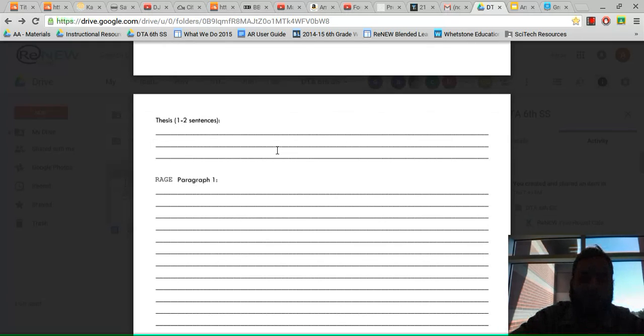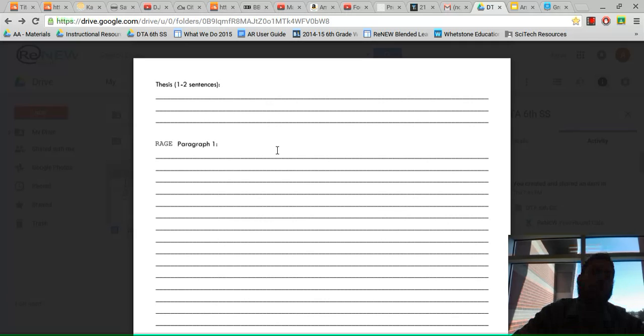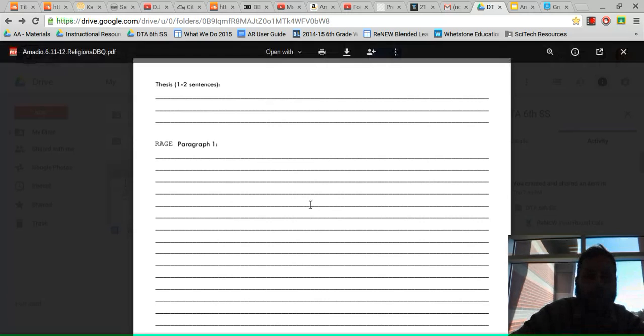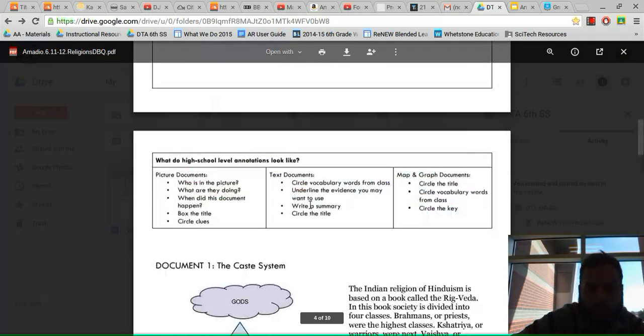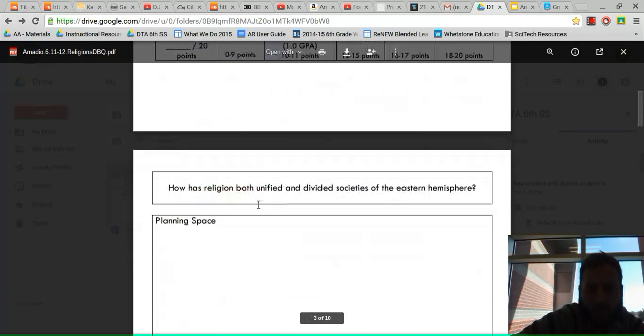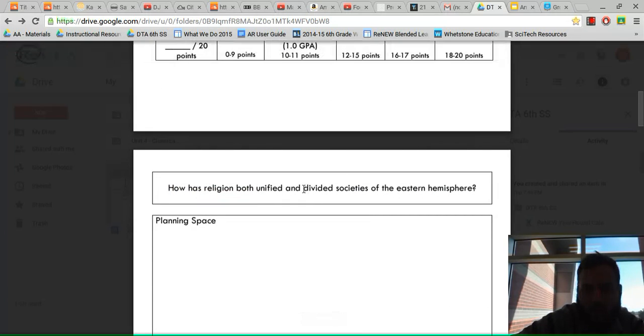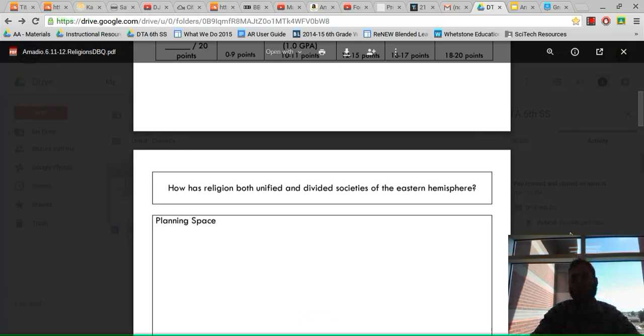So I have our paragraphs already created for us. I have the spaces created for us so that we can help with our organization. So the thesis is the sentence or a couple of sentences that is going to introduce what your essay is about. So your thesis should talk about the prompt, which is, how has religion both unified and divided societies of the Eastern Hemisphere?